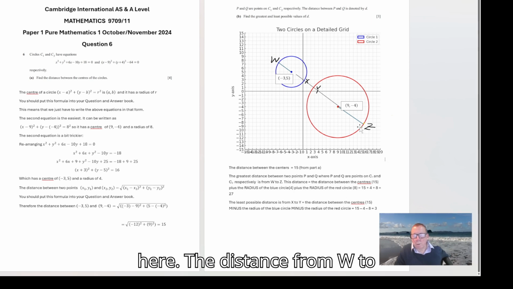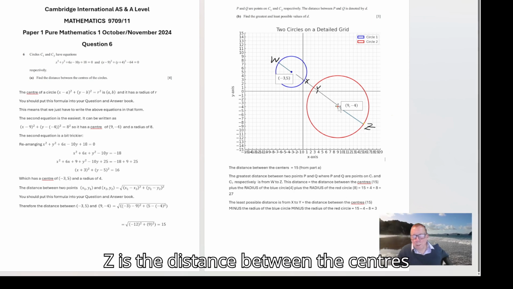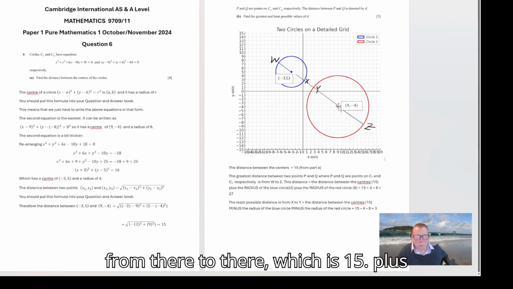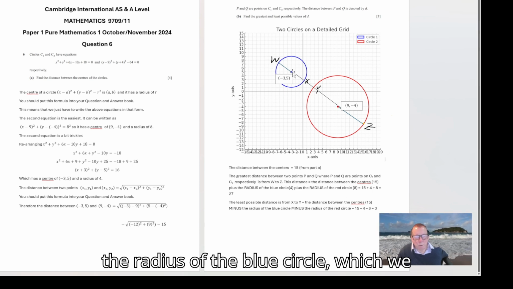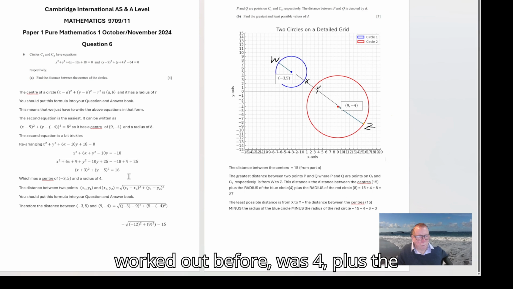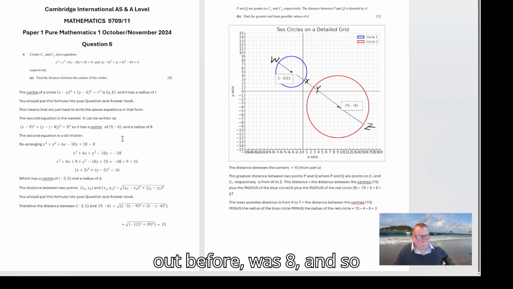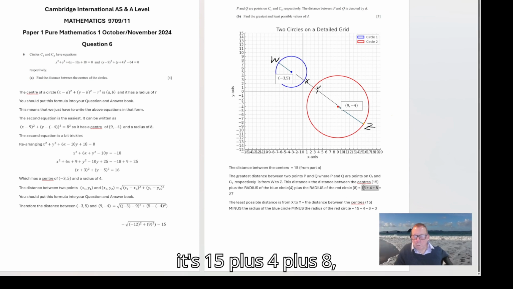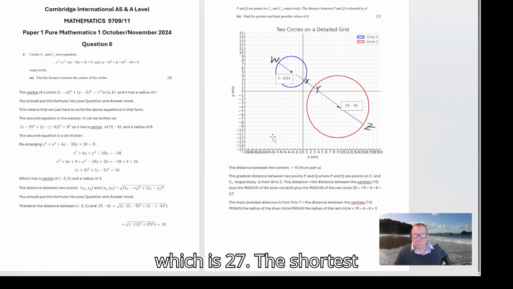The distance from W to Z is the distance between the centers, from there to there, which is 15, plus the radius of the blue circle, which we worked out before was 4, plus the radius of the red circle, which we worked out before was 8. And so it's 15 + 4 + 8, which is 27.